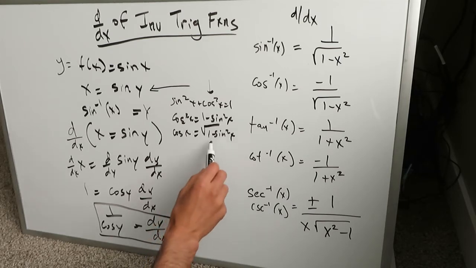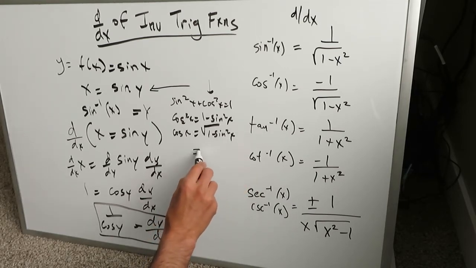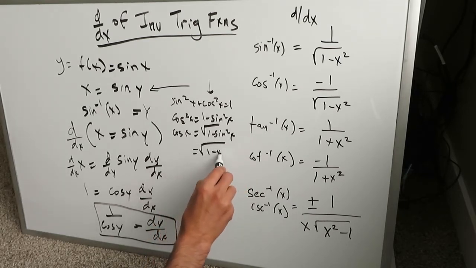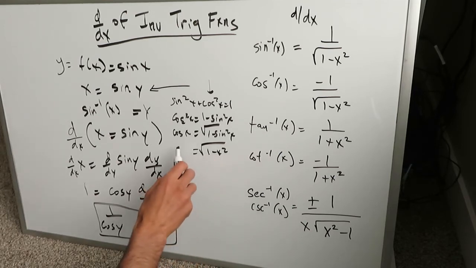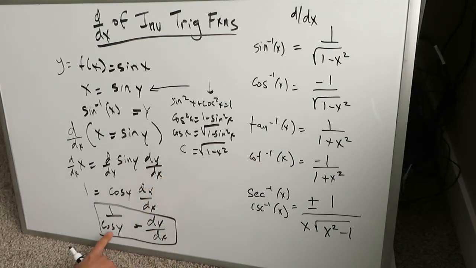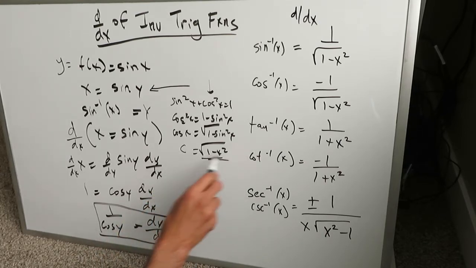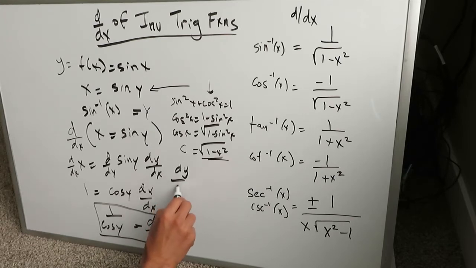Imagine if the sine square x is an x only. You basically get 1 square root of 1 minus x square. You see this square root of 1 minus x square is equal to your cosine x, or cosine y for that matter. Now you just substitute this right over here in place of this cosine y over here, and you get the derivative dy over dx. This is, remember, implicit differentiation.